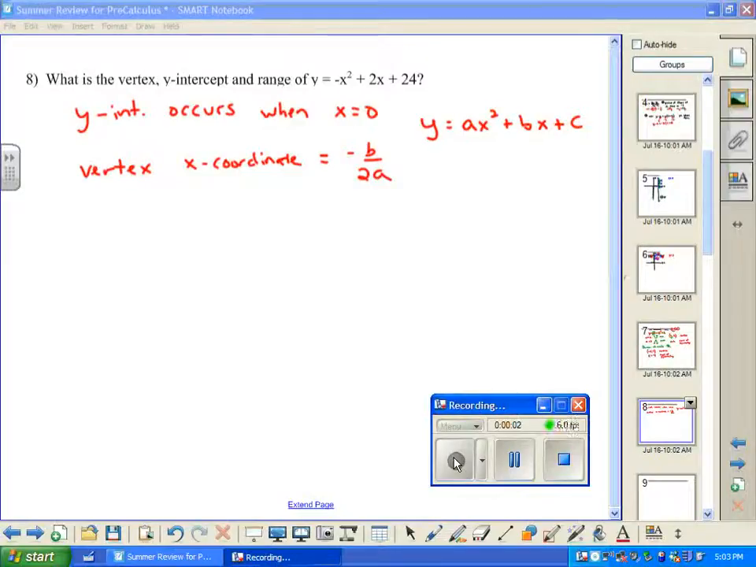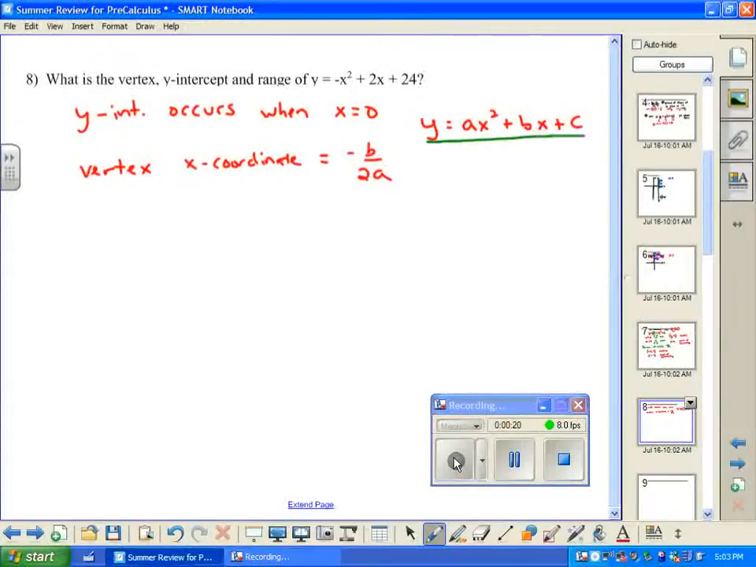For this problem, we also need to identify the vertex of a parabola, but notice that the parabola is not given to us in vertex form. It's actually given to us in what is sometimes referred to as standard or general form. It's given to us in the form y equals a times x squared plus bx plus c.